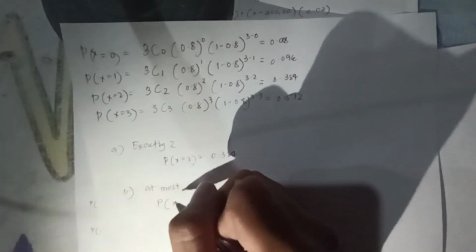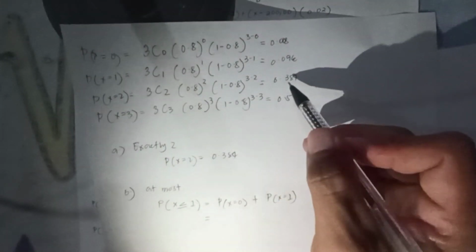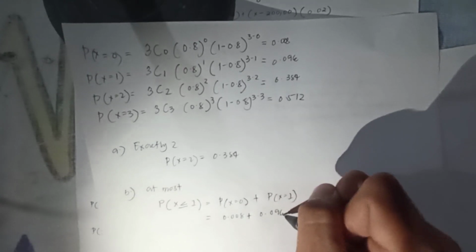So letter B, P at most 1. So at most 1, you need to solve for that. So x is at most 1, therefore it is less than or equal to 1. So the x that is less than or equal to 1 is 0 and 1. So therefore P of x equals to 0, and you add the P of x equals to 1. So by substituting the given values, the x of 0 equals to 0.008 plus 0.096, the value of your 1. So you get the value of 0.104.